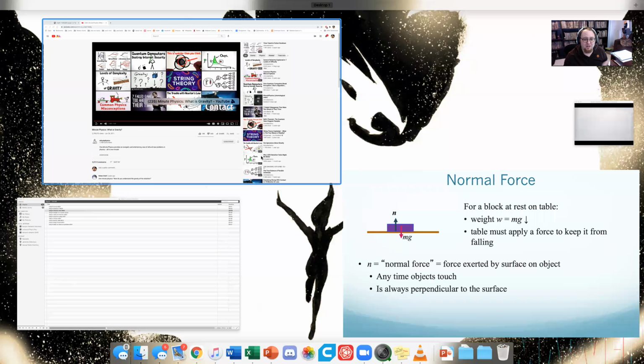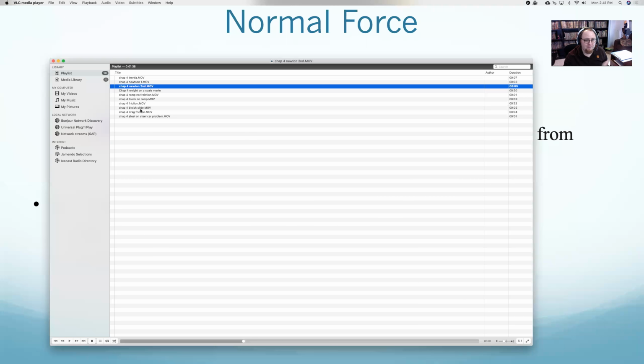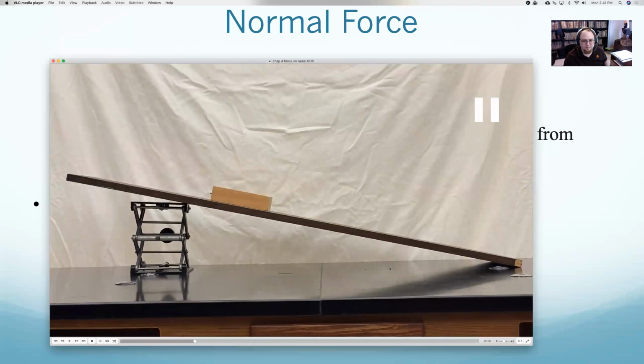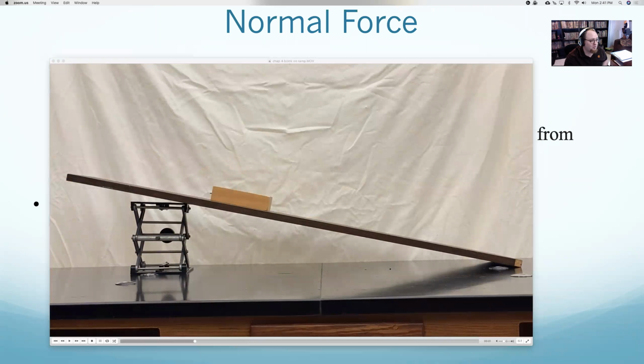Because if I put something on a ramp, gravity is still straight down. Gravity is always straight down. But normal force is always perpendicular to the surface. My normal force is going to be up at this angle.